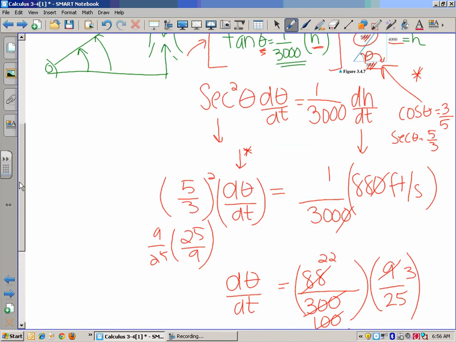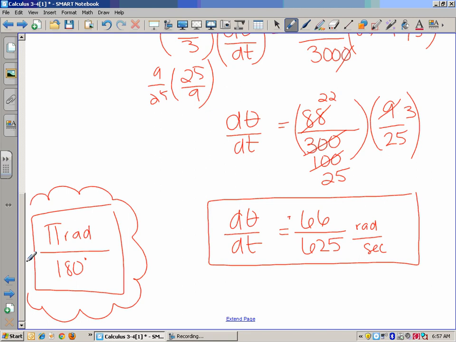So option 1, you could have done it. Option 2, using inverse tangent. It would work just the same.